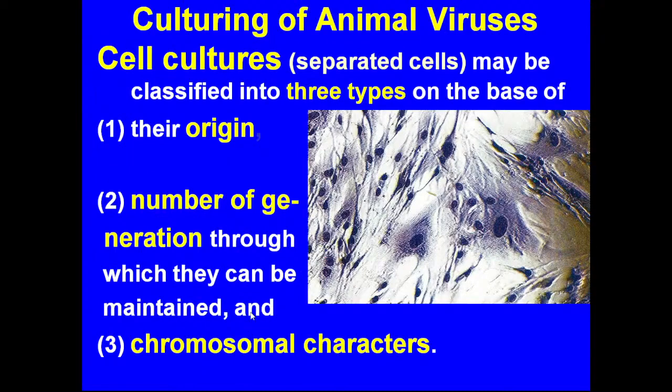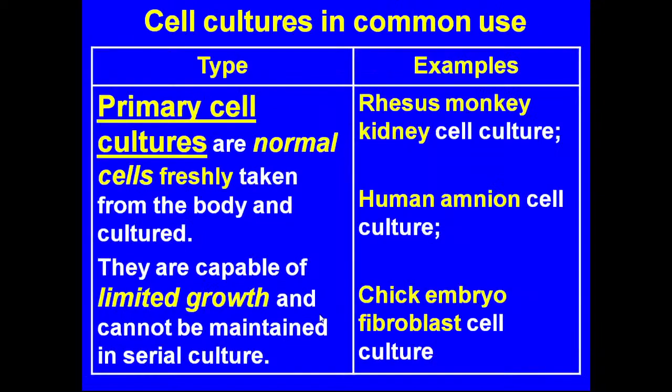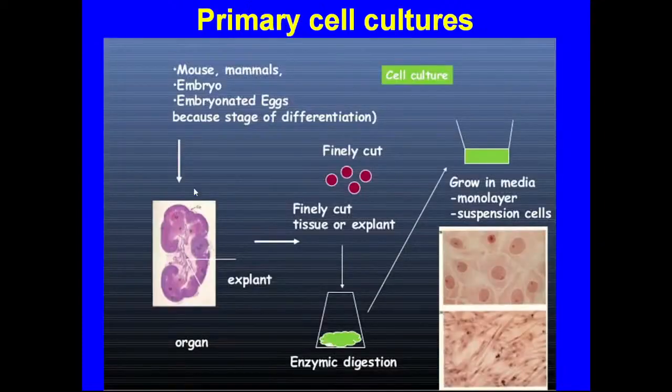So, we have a lot of cell types. And the cell cultures are usually classified according to the origin of the cells that are taken, the number of generations through which they can be maintained, and the chromosomal characters. The first type is the primary cell cultures. So how do we perform primary cell cultures?